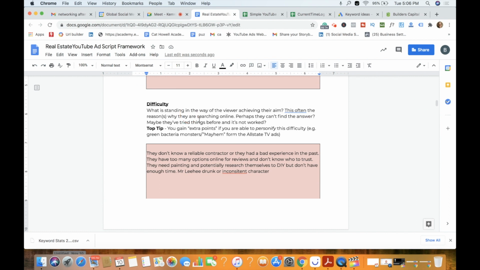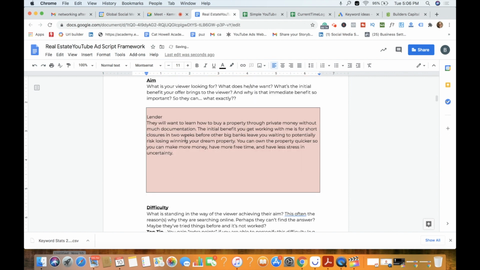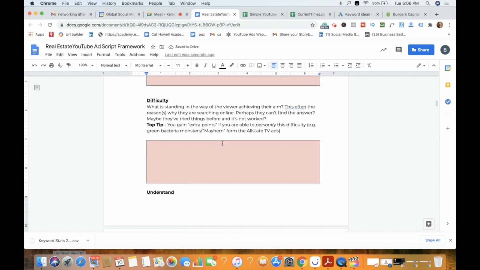Okay. So then the next section is looking at difficulty. What is standing in the way of the viewer achieving their aim? Okay. So their aim was to learn how to buy a property through private money without much documentation. So what's standing in the way of them being able to do that? Would probably be fear, lack of know-how, the possibilities.